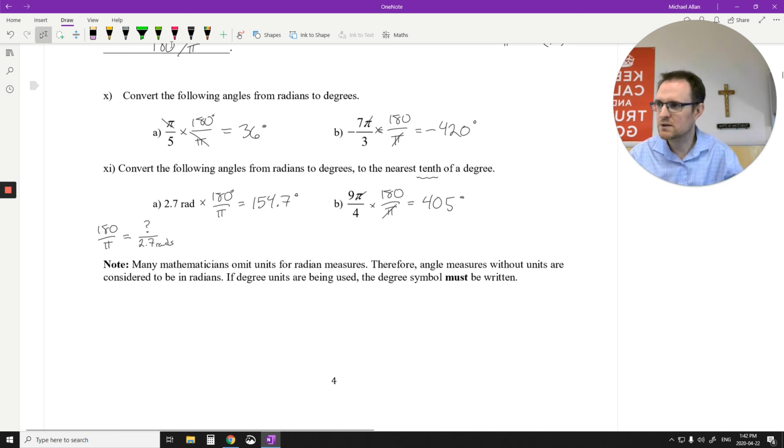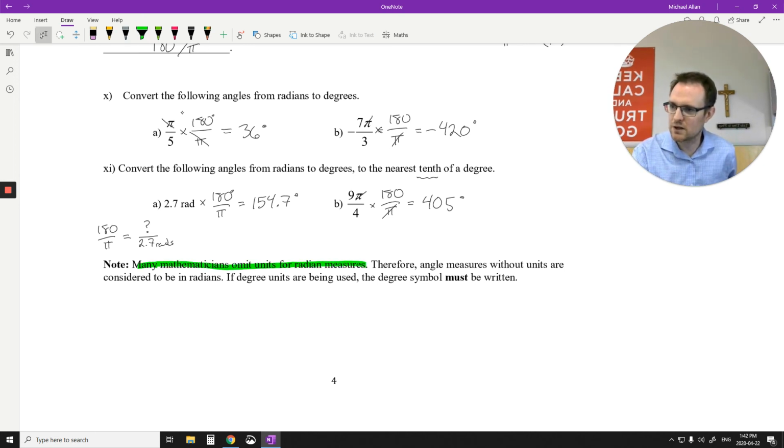You notice a little note down here, right? Many mathematicians just omit, which means they just ignore the units. They don't write them down. But if you don't see units, you consider them to be radians. But as soon as you want it to be degrees, you've got to put that little degree symbol in there.